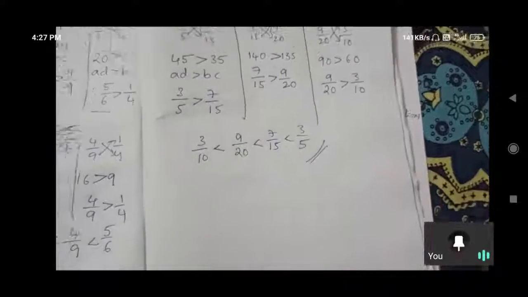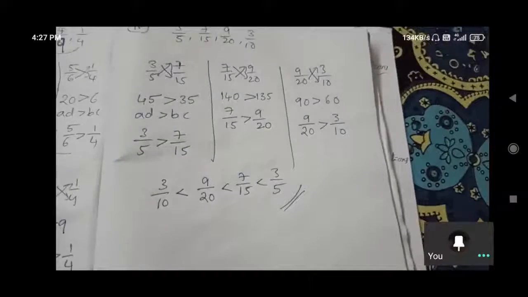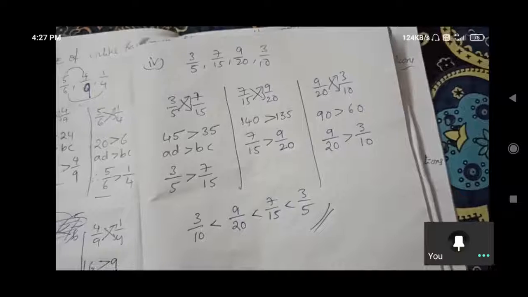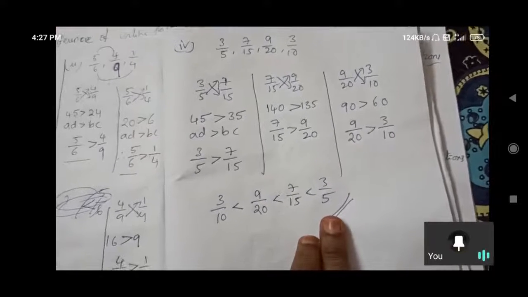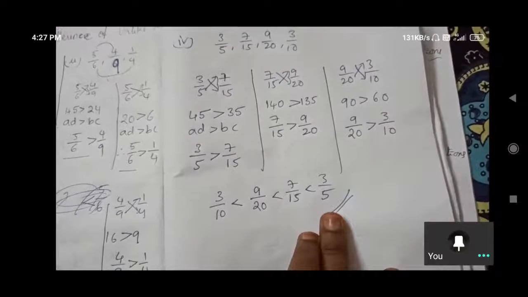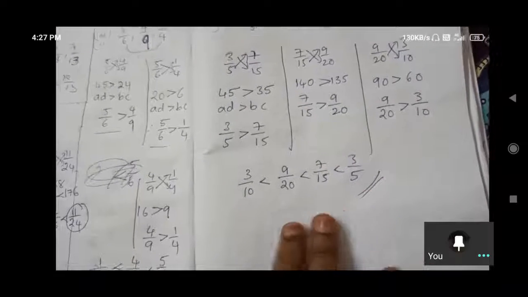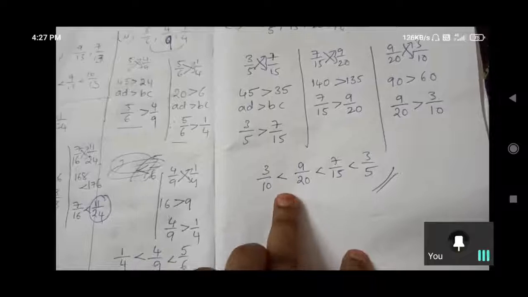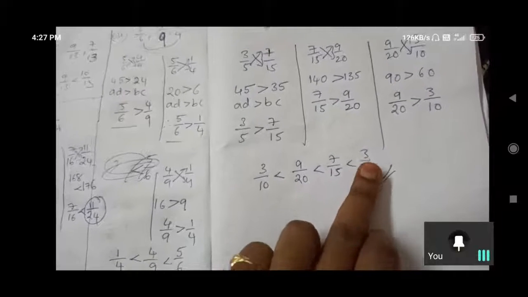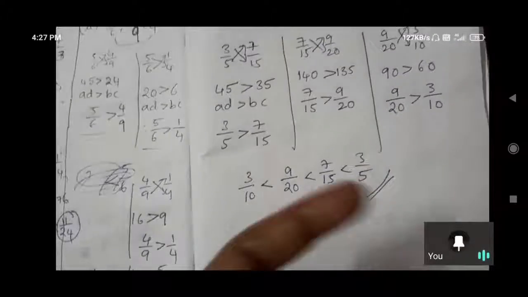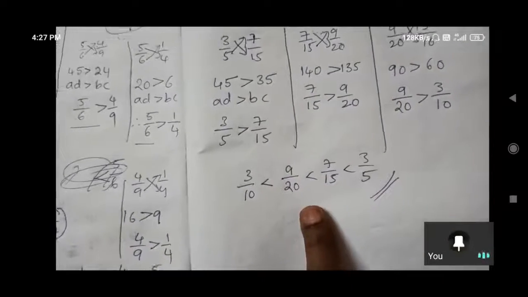You got this clear? Yes. Say, what happened? 3 by 5 is bigger than all. Yes, very good. That only I wrote. Less than symbol I wrote. 3 by 5 is greater than. Less than means ascending order, Nana. Okay, na? Don't get confused.